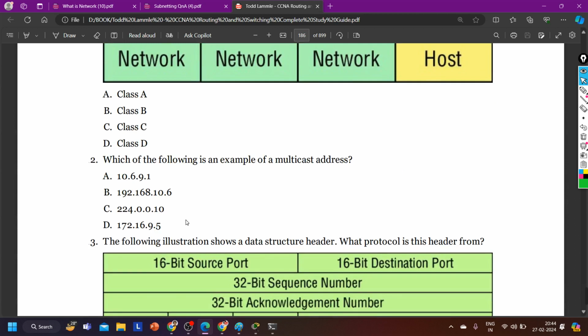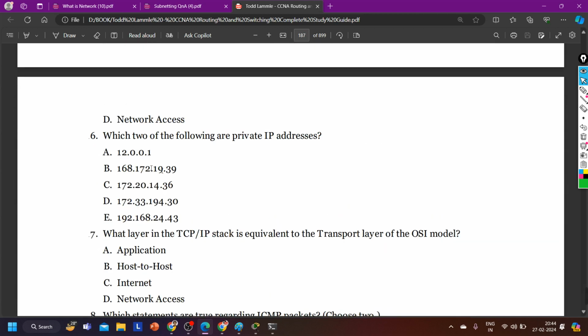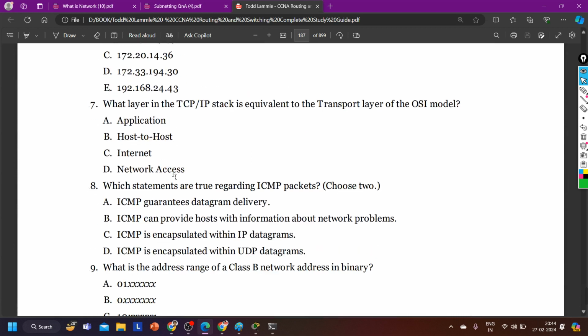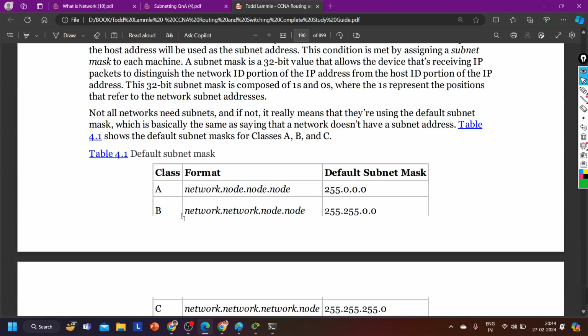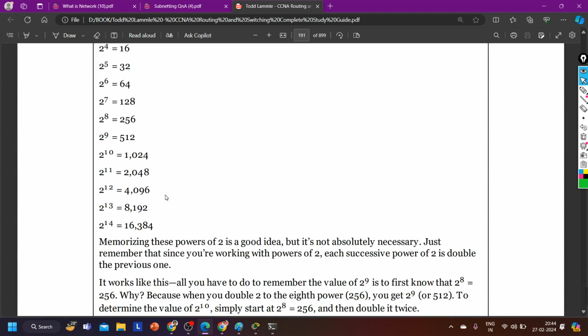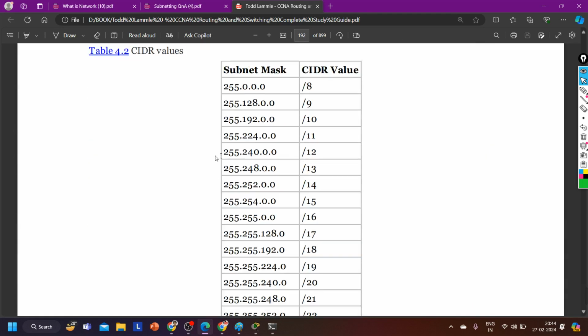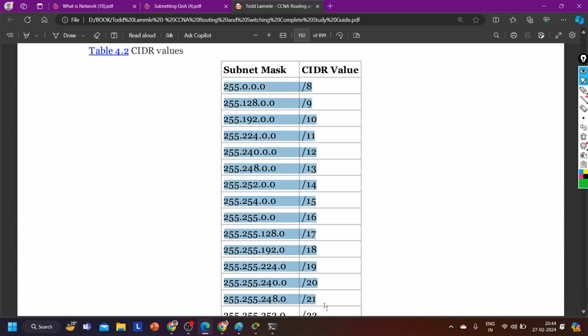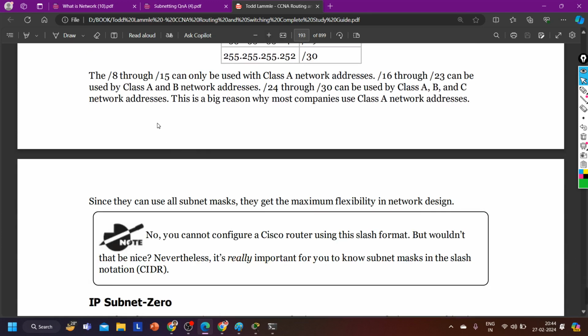Leave it, otherwise we need to cover subnetting today. You can read these questions, guys, and try to solve them, okay? Then easy subnetting. First it will talk about easy subnetting, like you can see the formulas we have used. Subnet mask and CIDR value, this is also clear to everyone, right? The CIDR value represents only network bits, and the subnet mask represents both network bits plus host bits.